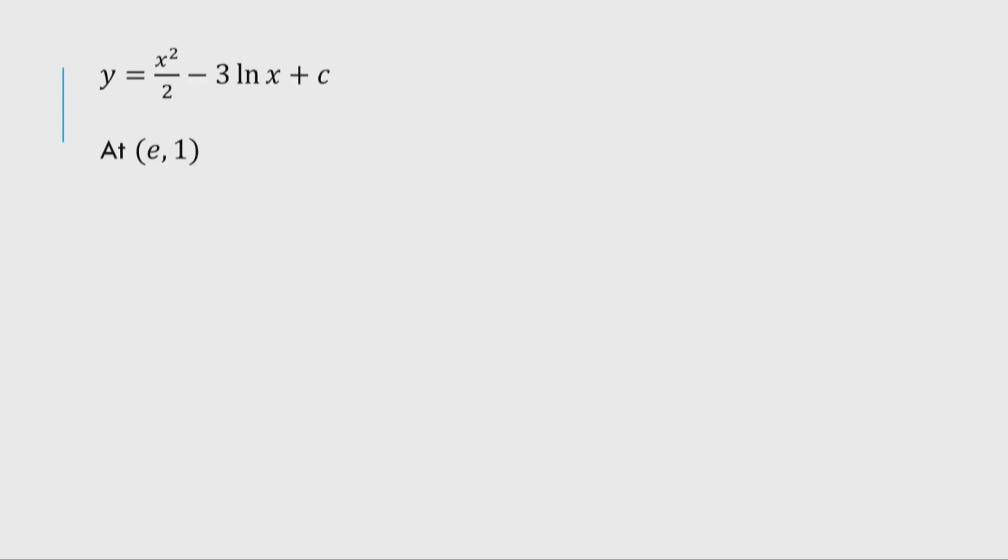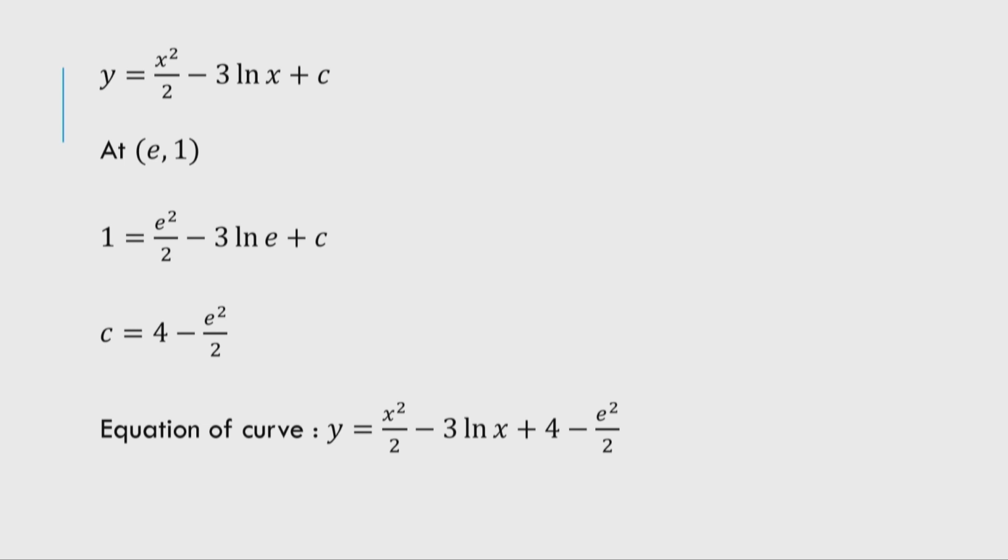Now we are going to substitute the point e, 1 in the equation to get 1 is equal to e to the power of 2 over 2 minus 3 ln e plus c, where c is equal to 4 minus e to the power of 2 over 2. Therefore, the equation of curve is y is equal to x to the power of 2 over 2 minus 3 ln x plus 4 minus e to the power of 2 over 2.